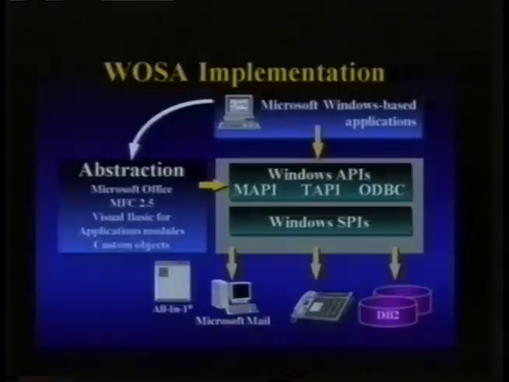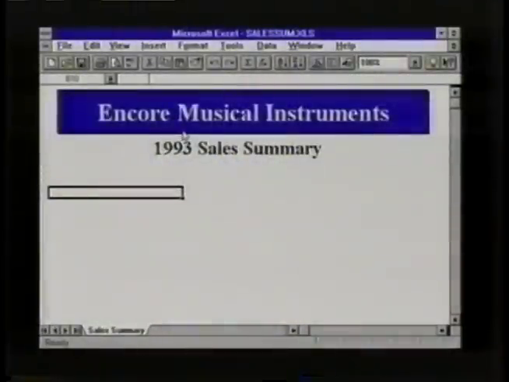OK, why don't we go ahead and take a look at a demonstration of 2 of these pieces of technology in Excel 5 for Windows. Specifically, we'll take a look at ODBC and MAPI. OK, if we take a look at the screen right now, we have a worksheet in Excel 5. This is a sheet for a company called Encore Musical Instruments. And what I'd like to do is to build a sales summary on this sheet from a SQL Server database that the company uses to store data.